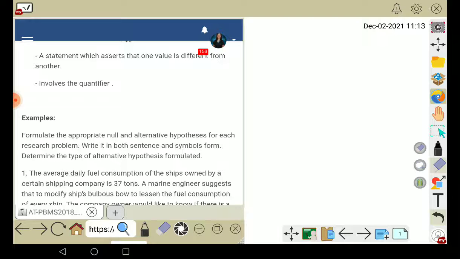Example: formulate the appropriate null and alternative hypothesis for each research problem.